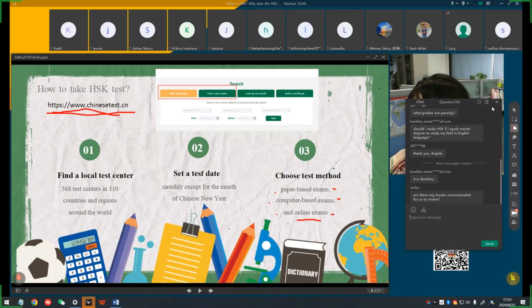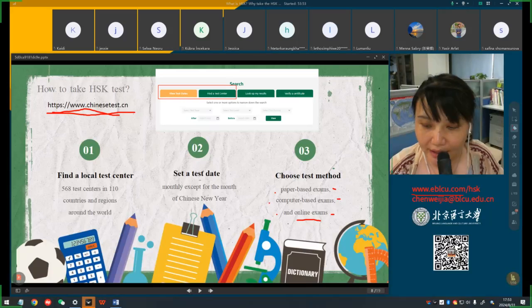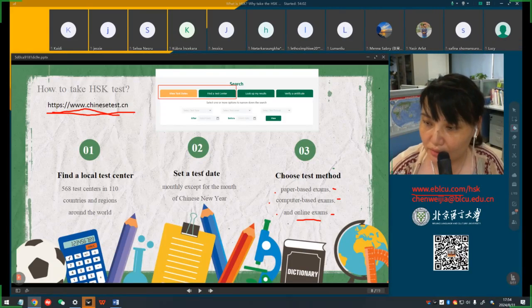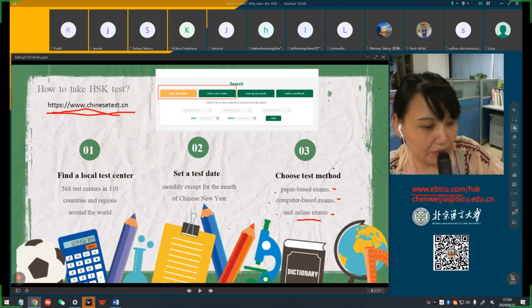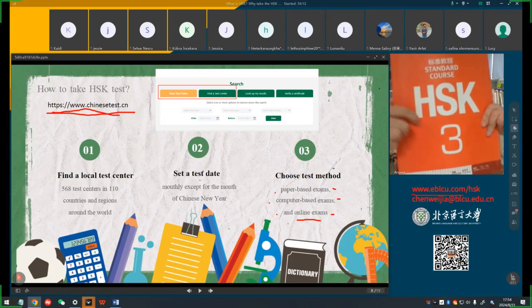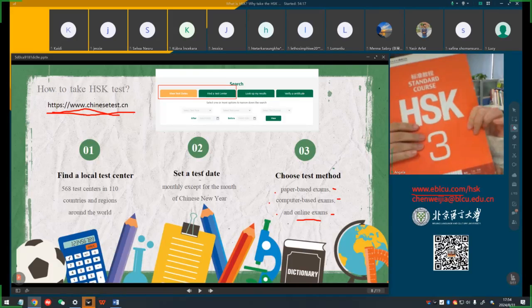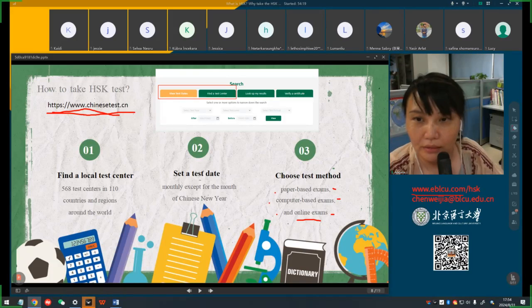Any books you recommend for the HSK? I will recommend the HSK Standard Course. That is also what we use for our online Chinese course of HSK. It's just called HSK Standard Course. Let me show you, I have it here. This is level 3. It covers HSK 1 to 6. We suggest using this book.